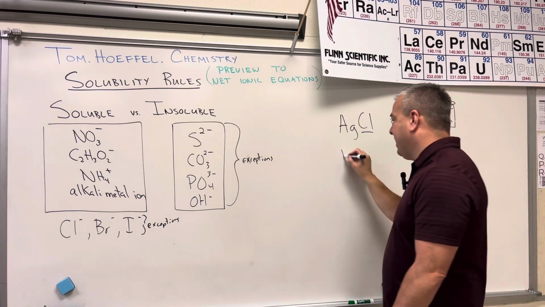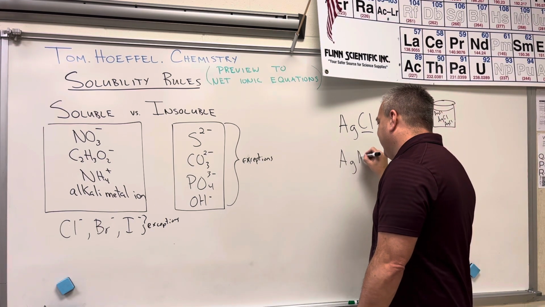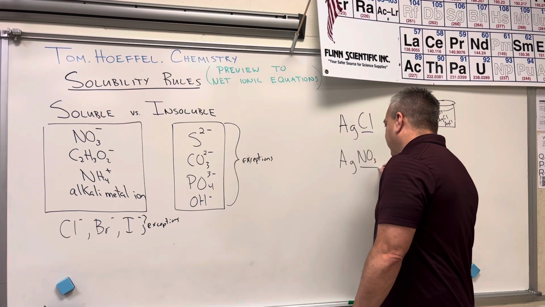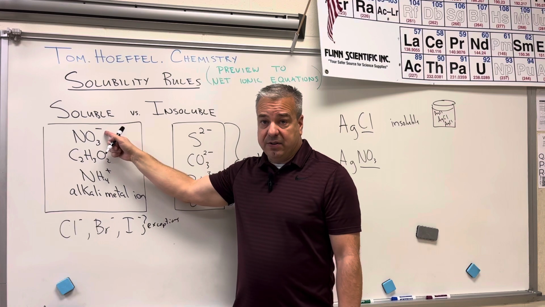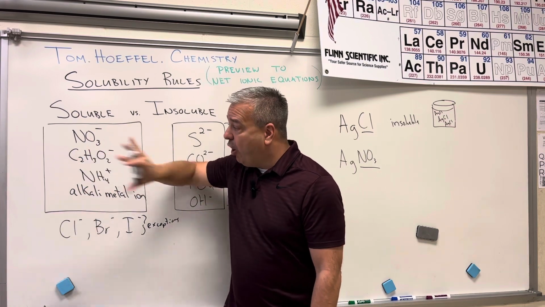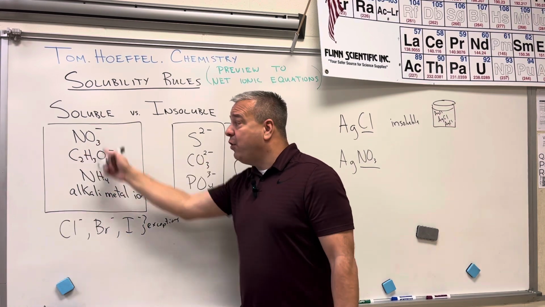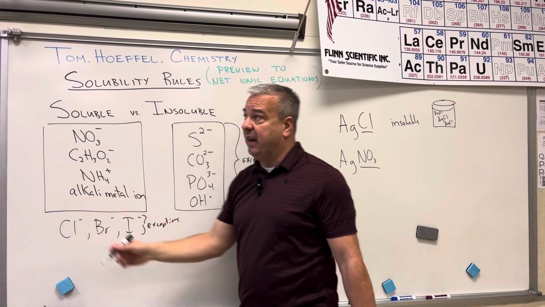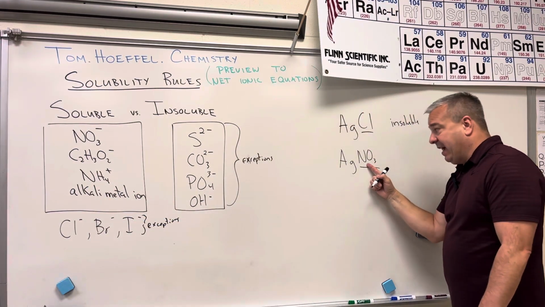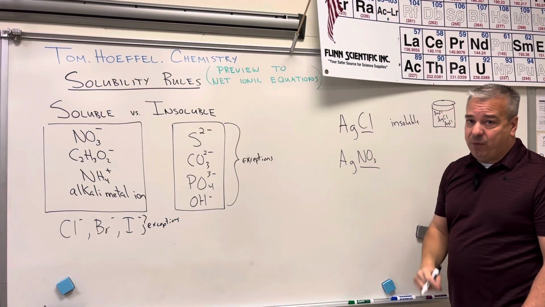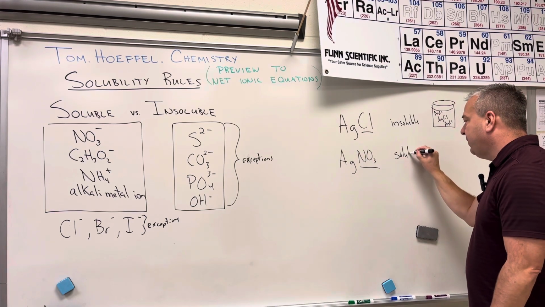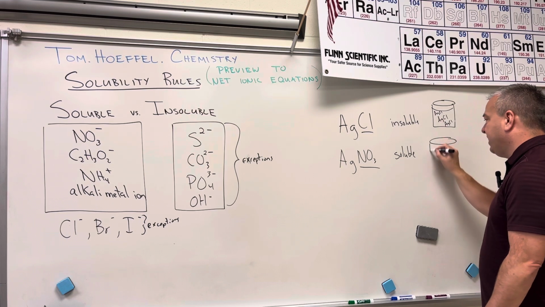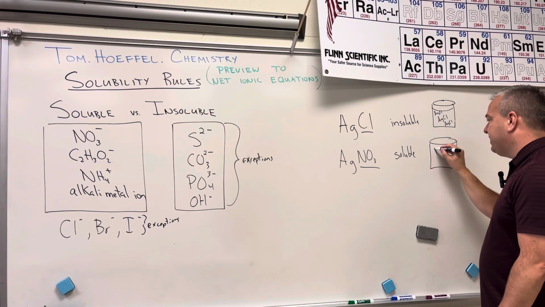Okay. Now, if I came in here and did silver nitrate, I look up the nitrate, and well, it's one of the trump cards, okay? This means that it's always soluble. There are no exceptions to the trump cards, okay? So if I have a nitrate, it doesn't matter what I pair it with, it's always going to be soluble. And since it's soluble, it's going to split up into its ions.